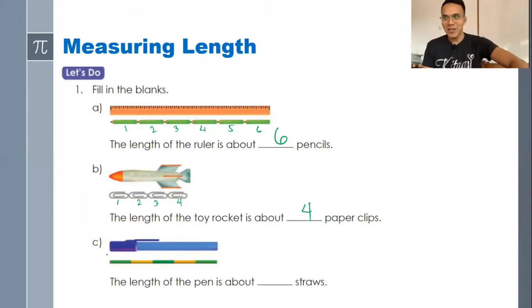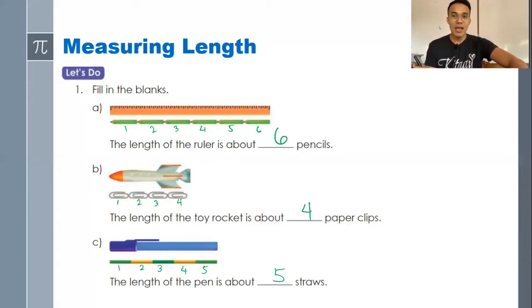Let's have letter C. Okay, for letter C, we're going to measure the length of the pen using straws. Okay, let's count the number of straws. We have 1, 2, 3, 4, and 5. The length of the pen is about 5 straws.